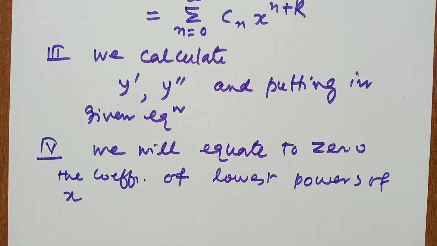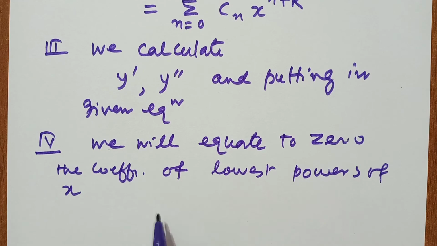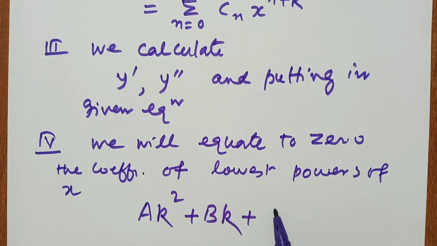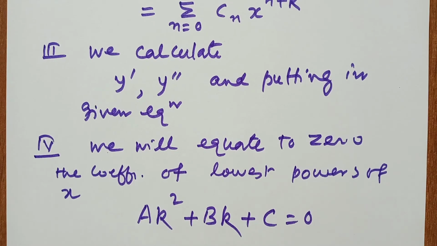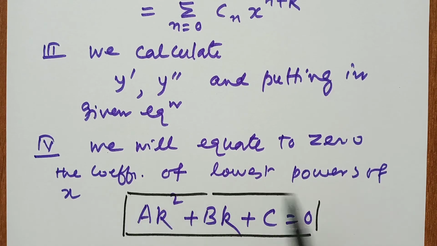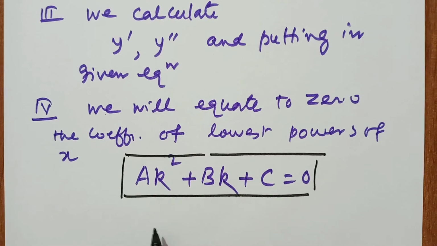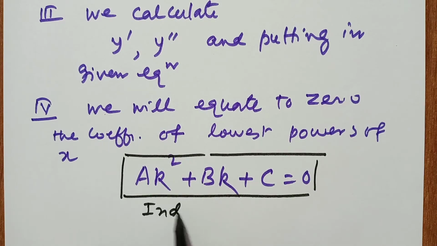Suppose this is the quadratic equation a k square plus b k plus c equal to 0. Okay. So this is a very important equation. This is known as the indicial equation. What is the name of this equation? This is known as the indicial equation.